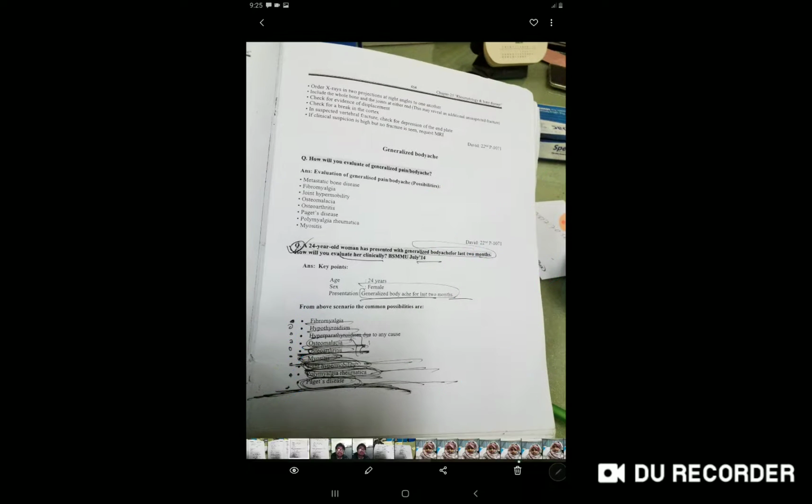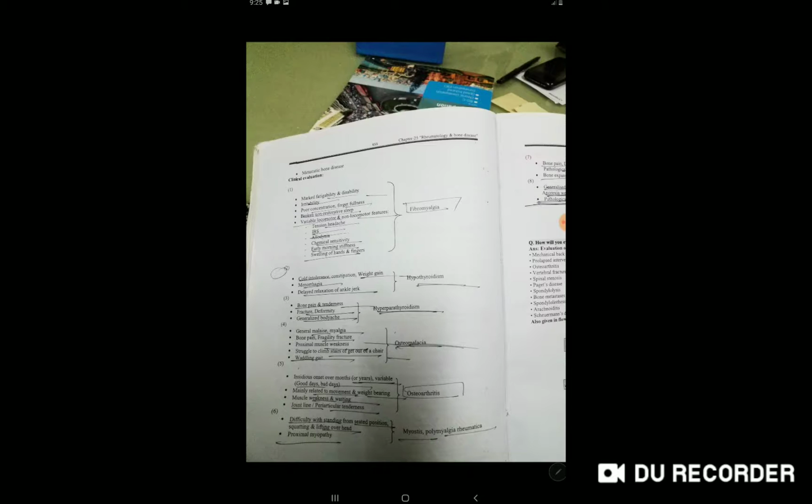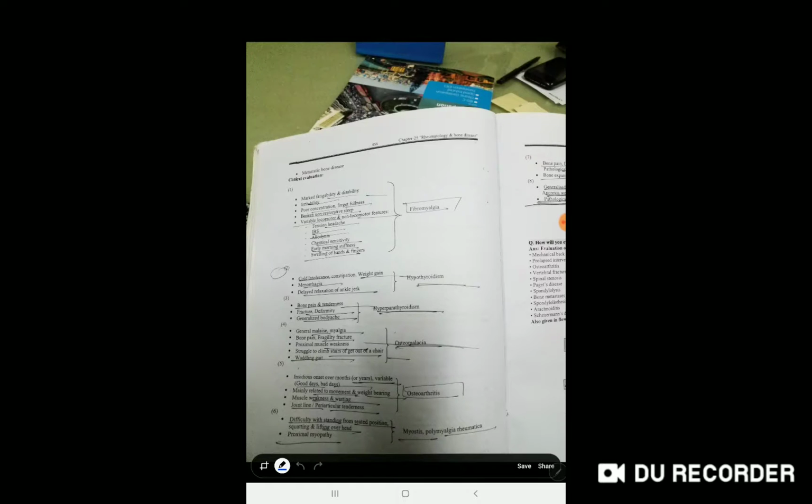And then how can you evaluate this case? You should take the history. In case of fibromyalgia, the patient complains of easy fatigability, forgetfulness, and non-restorative sleep. In fibromyalgia, the problem is decreased sleep and a problem in sleep pattern. So the patient cannot concentrate on anything, associated with joint pain and fatigue.